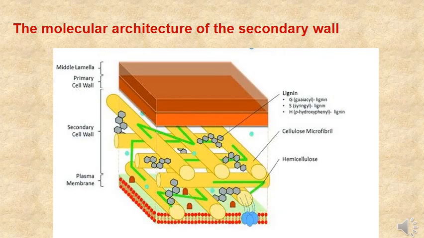In this micrograph, we can see the cellulose microfibrils are parallel to each other. We can see also that their orientation is different from one layer to the next.